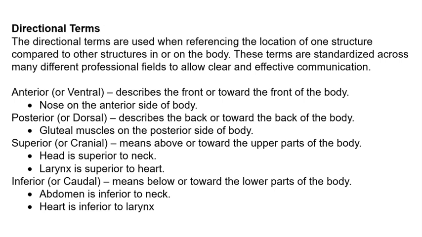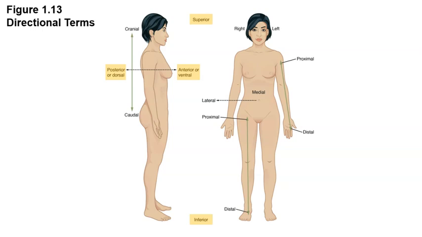And the term inferior means the opposite of the term superior. So inferior means below or towards the lower parts of the body. In this example here, we would say that the abdomen is inferior to the neck and the heart is inferior to the larynx. So in these diagrams here, we see the terms superior position towards the upper part of the body, the term inferior position toward the lower part of the body, the term anterior or ventral referring to the front of the body, and the term posterior or dorsal referring to the back of the body.